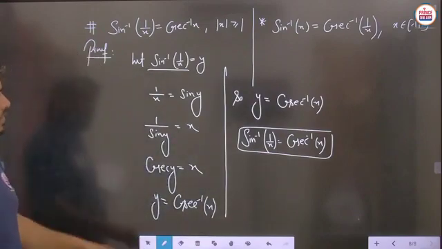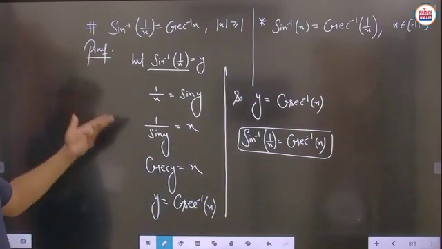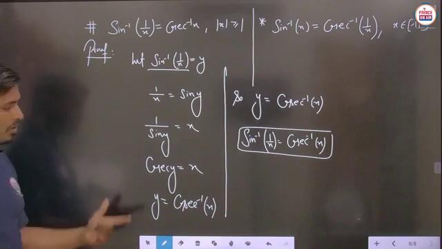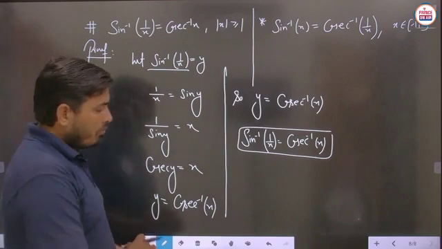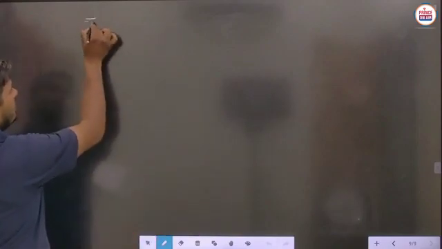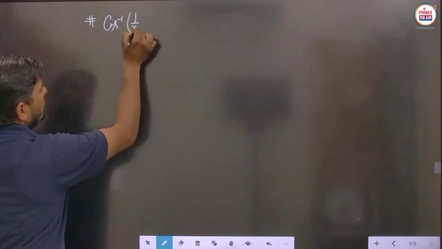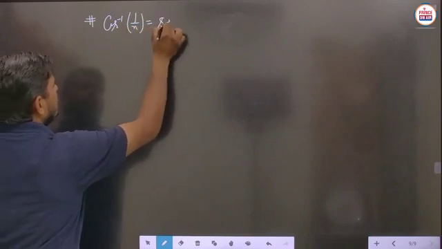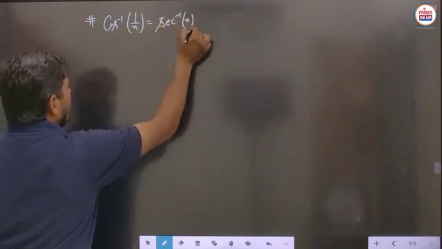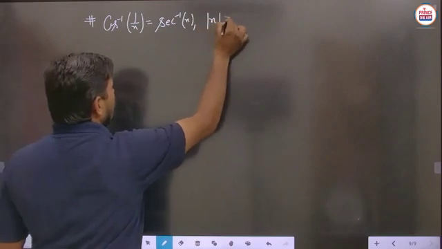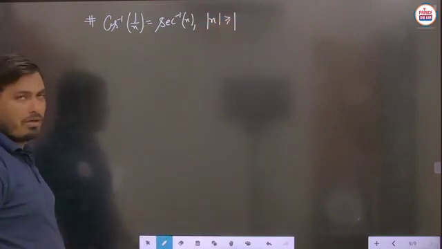Now students, we will see the next property and its proof, but before that, pause the video to note down the proof of this property. The next property we are taking here says that cos inverse of 1 by x will be written as sec inverse of x, and again we are saying that modulus of x is greater than or equal to 1.